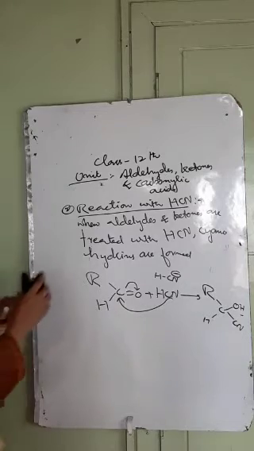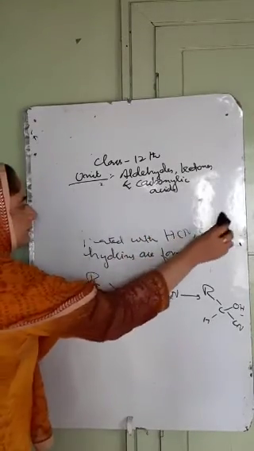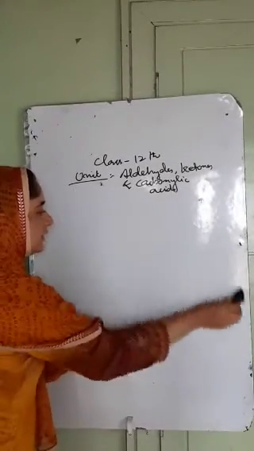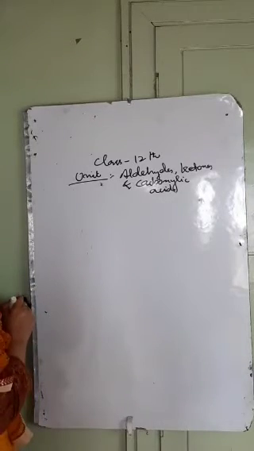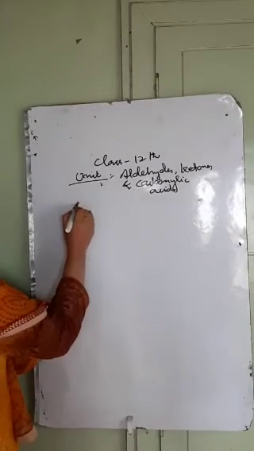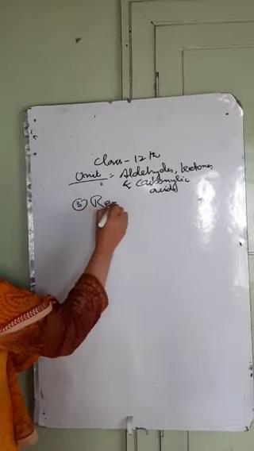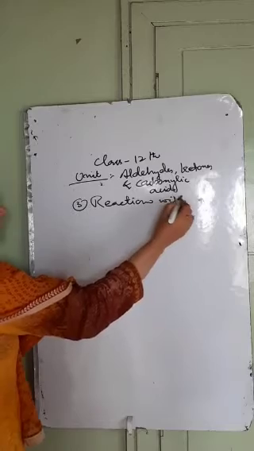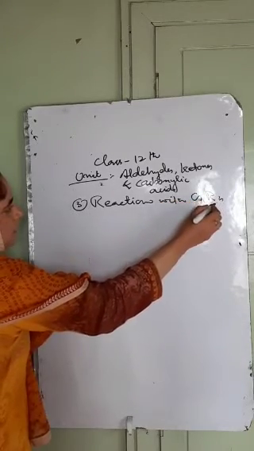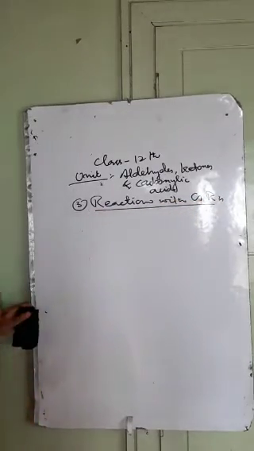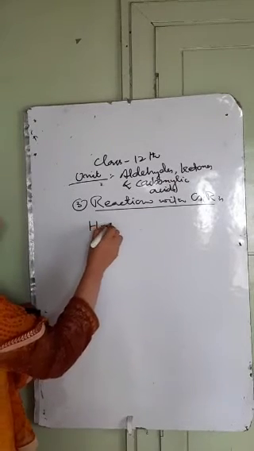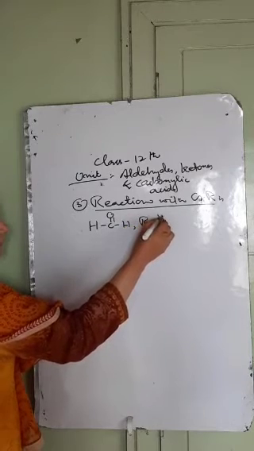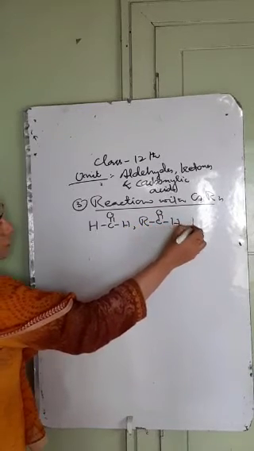Number third is reaction with Grignard's reagent. We know that we have the aldehydes and the ketones. We have formaldehyde, we have aldehydes, and we have ketones.